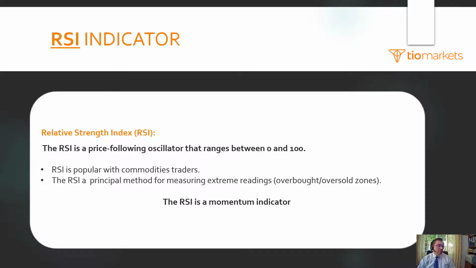The RSI is popular with commodity traders as well as stock traders, generally anyone who's trading in the financial markets. It's a principal method for measuring extreme readings of overbought and oversold conditions. If a market looks like it's gone too far too fast, or it's at an extreme, the RSI will give the trader a warning or alert that we're approaching a market top or a market bottom. So RSI in its purest form is a momentum indicator.